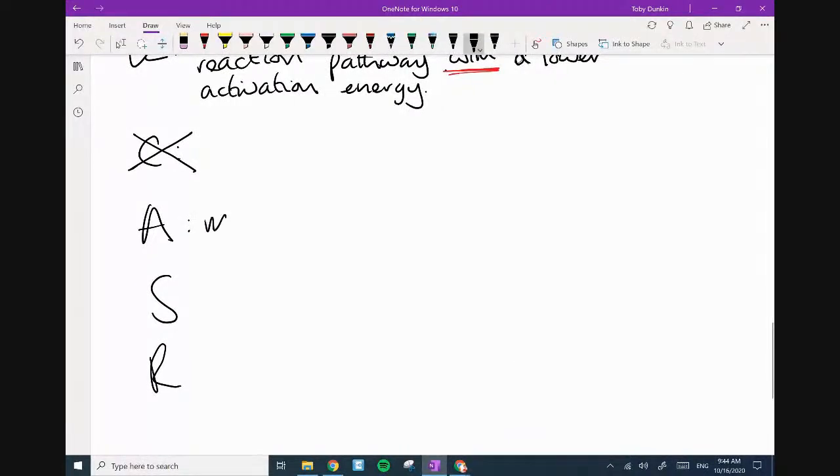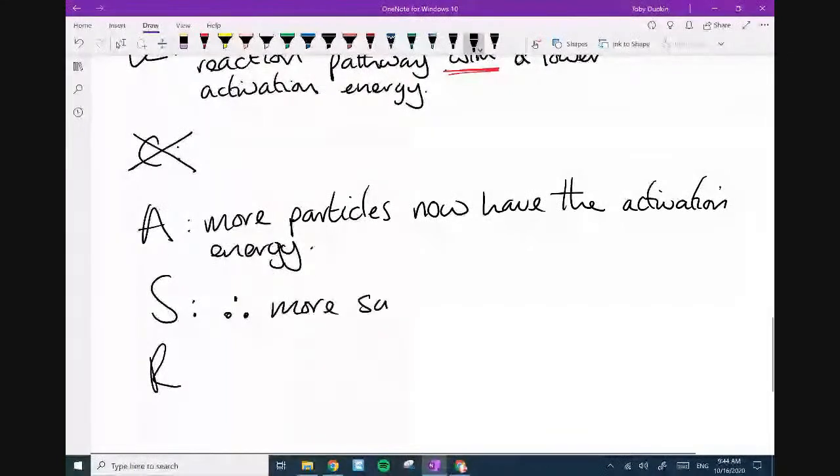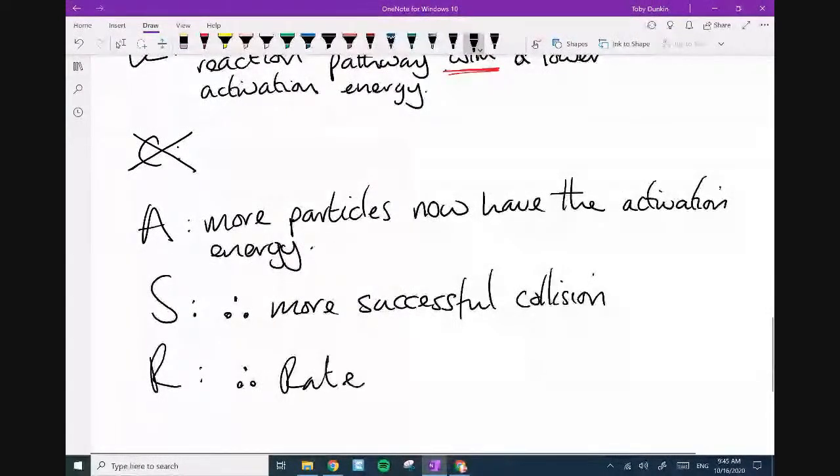more particles now have the activation energy. Therefore, more successful collisions. Rate increase. Therefore, rate increase. That brings us to the end of KCAS.